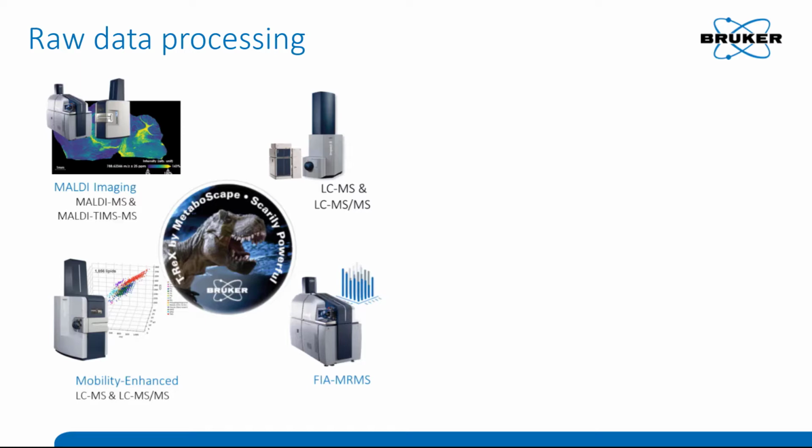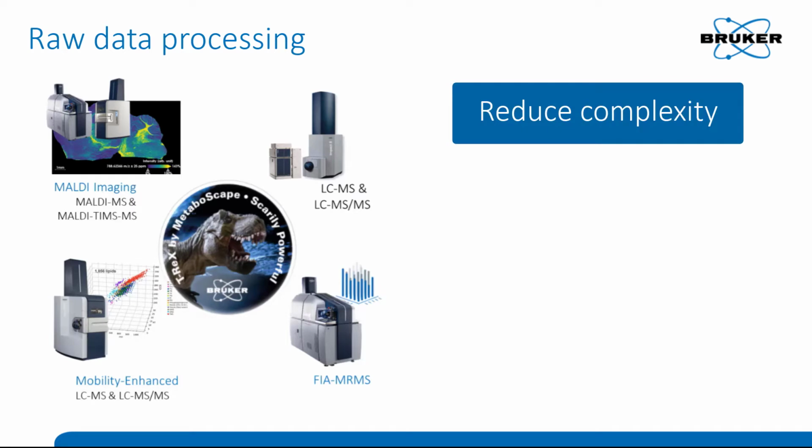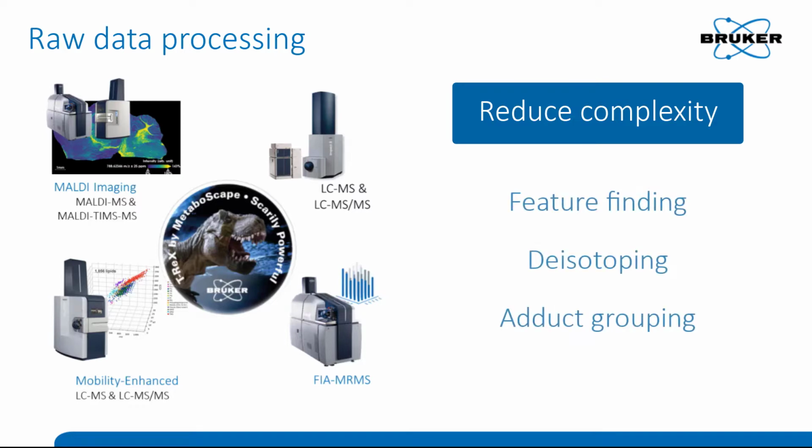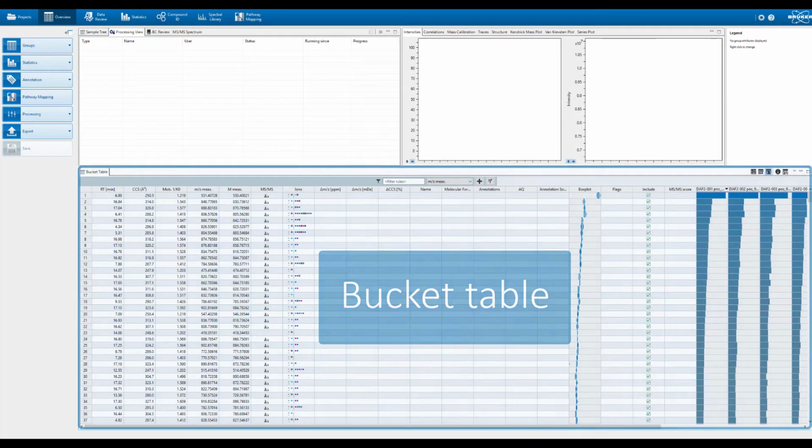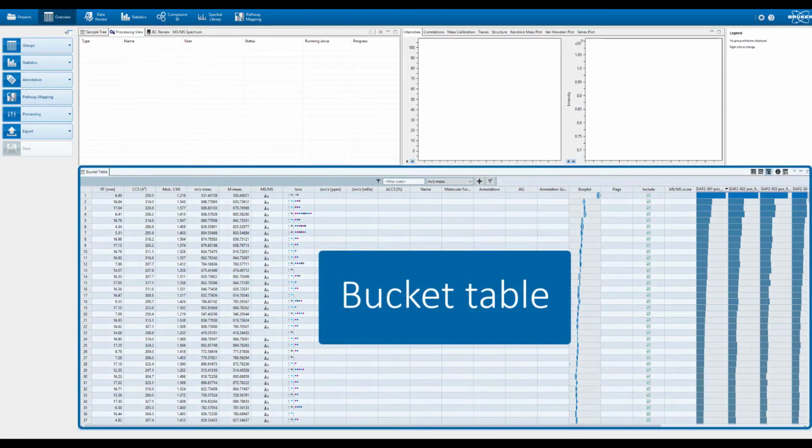The idea of raw data processing is to reduce the complexity of the acquired dataset. MetaboScape comes with a collection of algorithms for various raw data types, including flow injection MRMS, multi-imaging, as well as LC-TIMS data. To achieve such a reduction of complexity, feature finding, de-isotoping, and adduct grouping algorithms are applied. The processing results are then collected in a so-called bucket table, which is displayed at the center of MetaboScape.